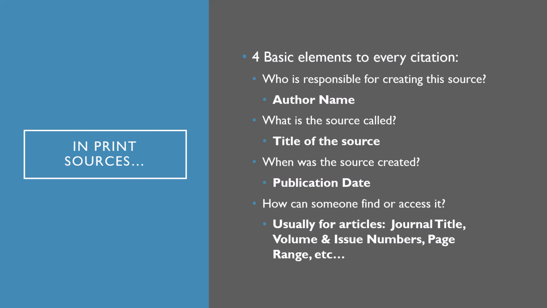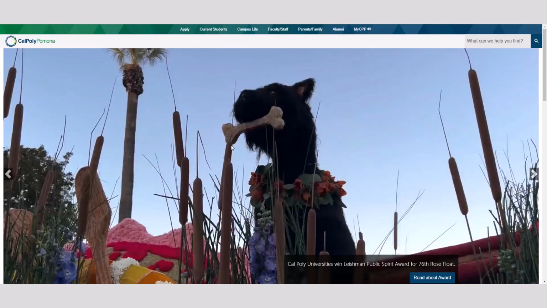Now, in print sources, this is usually pretty straightforward. The person responsible is the author. The name of the source itself is the title. The date of the source's creation is the publication date, and the address to locate the source is really most applicable to stuff like articles, where you provide the journal title, volume and issue number, and the page range. When dealing with online resources, things can get a little more complicated.